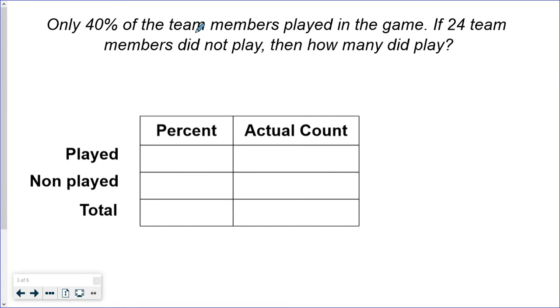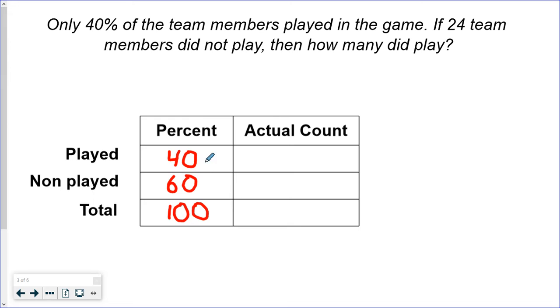Only 40% of the team members played in the game. I'll stop right there. I already know that there's going to be some people playing. That means there's going to be some people that are not playing, and there's a total. 40% of the members played in the game, so I'm going to go ahead and put the 40 right there in the played column. And if 40 of them did play, I'm going to subtract that from 100 to find out how many did not play. If I take 100 minus 40, that's going to give me 60. So 60% did not play, giving me a grand total of 100%.